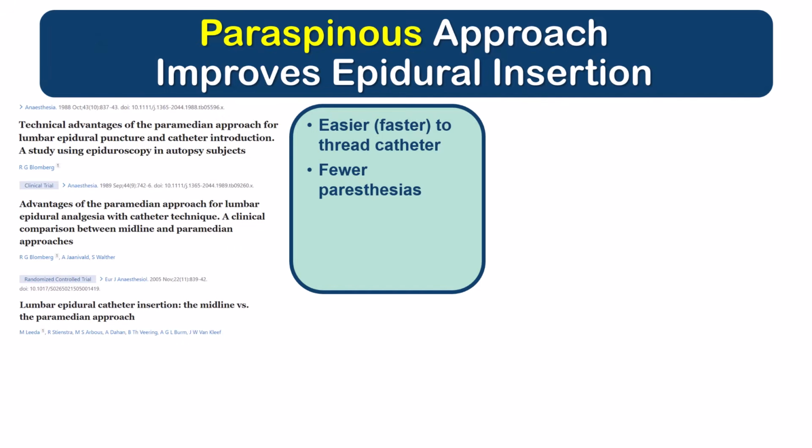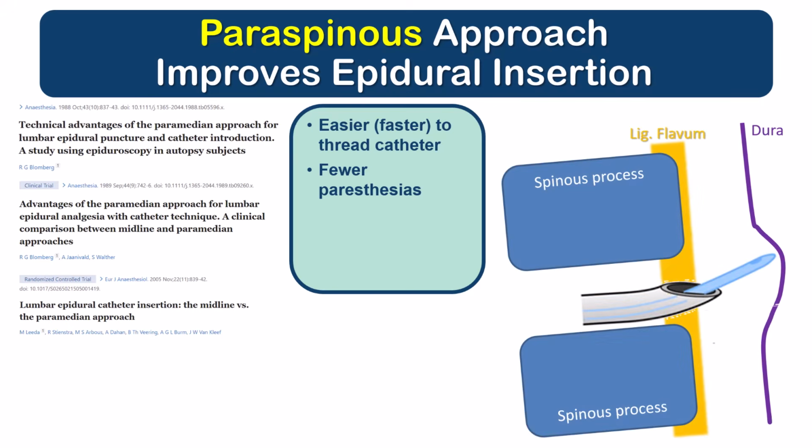Paraspinous approaches don't just make it easier to introduce the needle into the vertebral canal, it also increases the ease and success of epidural catheter insertion. Several studies have reported that catheters are easier to thread into the space and that paresthesias occur less often. One cadaveric study using epiduroscopy suggests that midline catheters tend to cause more dural tenting, and they're thus more likely to deviate laterally or even turn caudally, whereas paramedian catheters tend to travel cranially much more consistently.